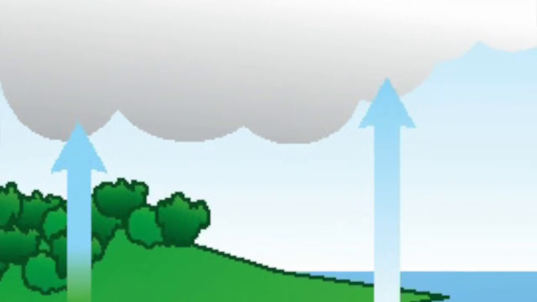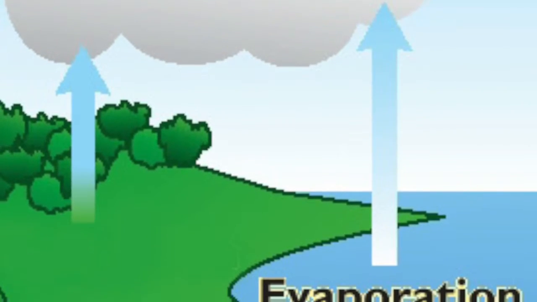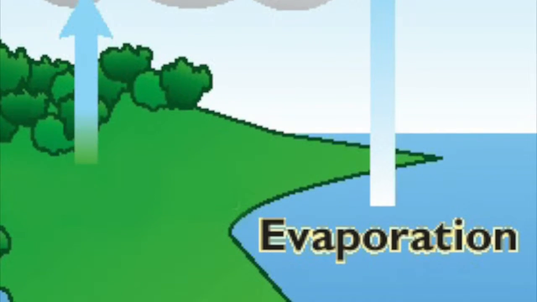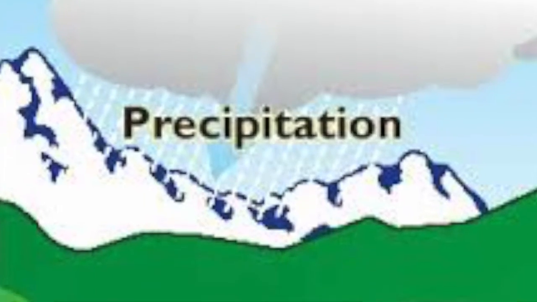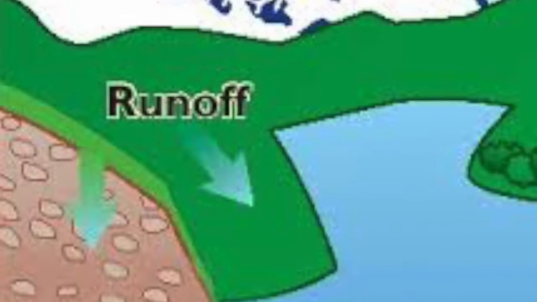Now let's do a quick review. The water cycle's main phases are evaporation, transpiration, condensation, precipitation, and runoff.